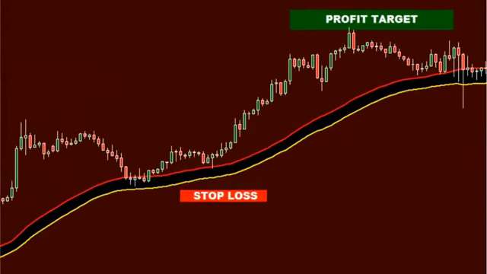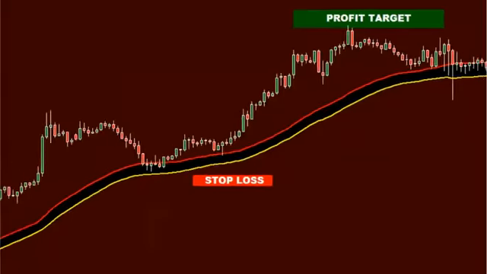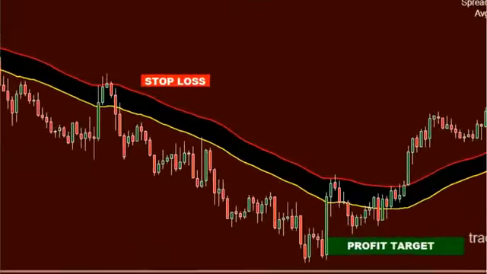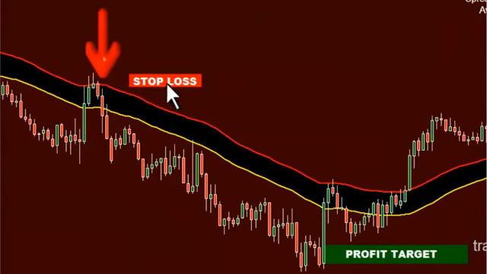A stop loss can be placed below the band if we're looking for longs with a profit target 2 or 3 times larger than the stop loss, ensuring a good risk management ratio. For shorts, the stop loss can be placed back above the band to ensure a small risk and the overall profit target again to be larger than the stop loss, maximizing every trade opportunity.